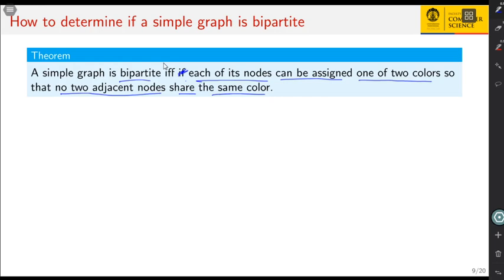So does this hold in general? Well, this theorem says yes, right? So let's prove this theorem. Let's start with the only if direction. A simple graph is bipartite only if each of its nodes can be assigned one of two colors so that no two adjacent nodes share the same color.